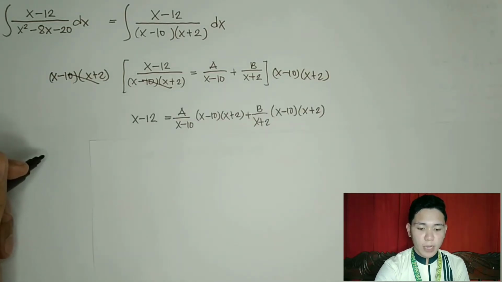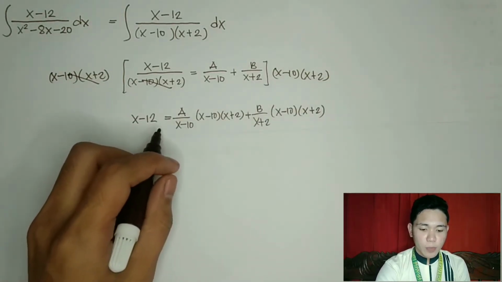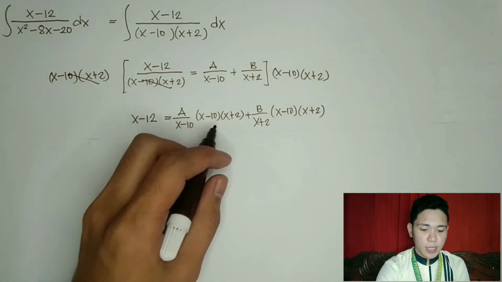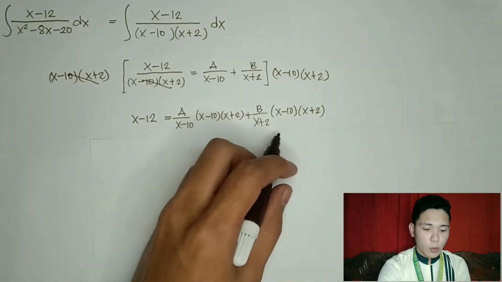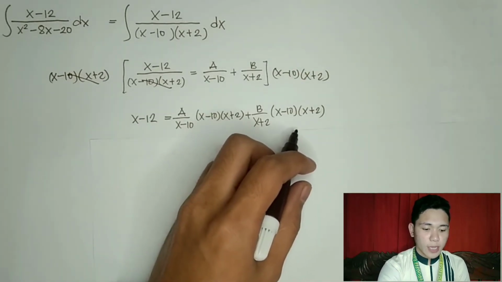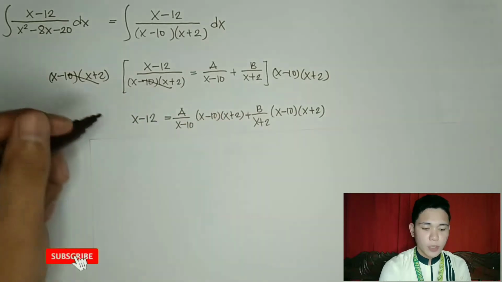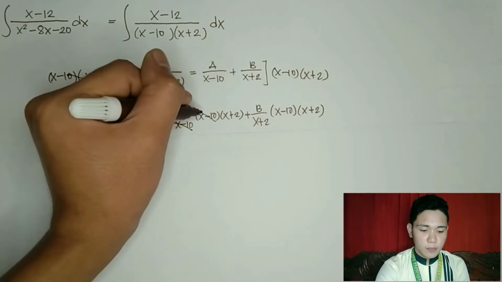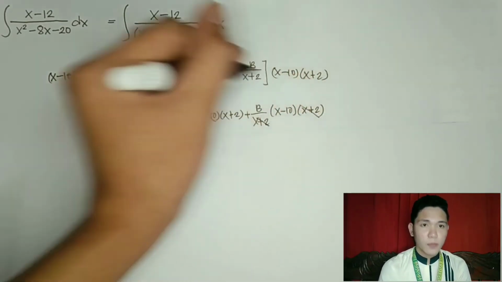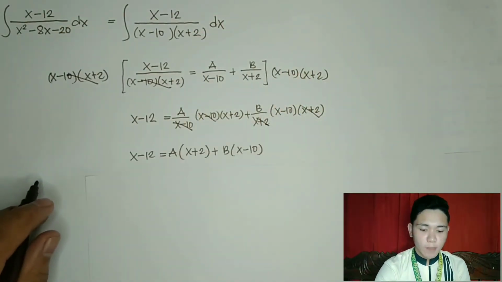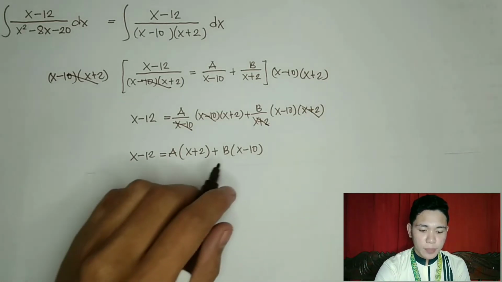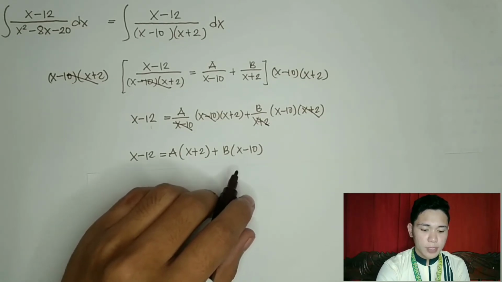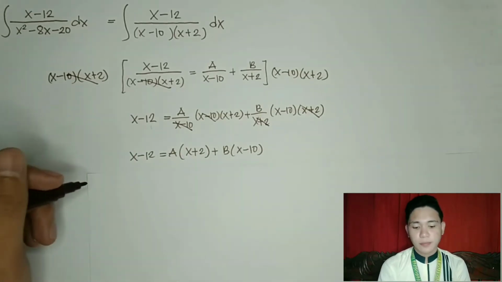And then we have x − 12 equals A over (x − 10) times (x − 10)(x + 2), plus B over (x + 2) times (x − 10)(x + 2). Then simplify and cancel the denominators. So our equation is x − 12 equals A times (x + 2) plus B times (x − 10).